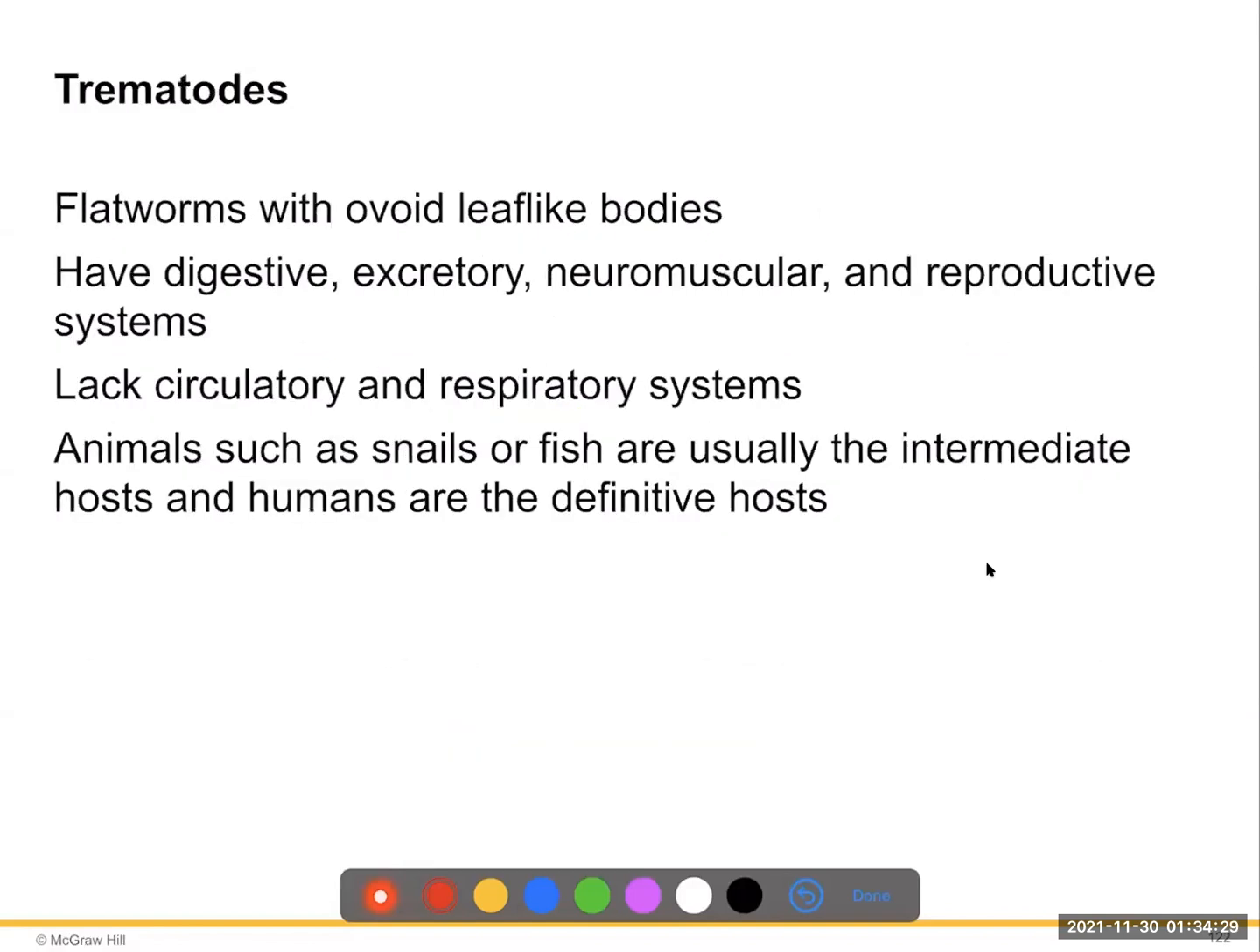Trematodes are flatworms with ovoid, leaf-like bodies. They have digestive, excretory, neuromuscular, and reproductive systems. They lack circulatory and respiratory systems. Animals such as snails and fish are usually the intermediate host, and humans are the definitive host.